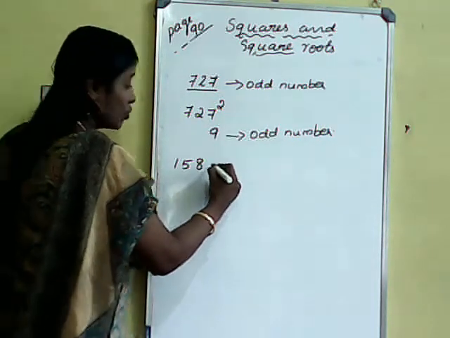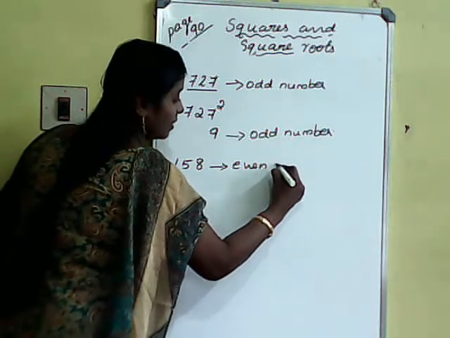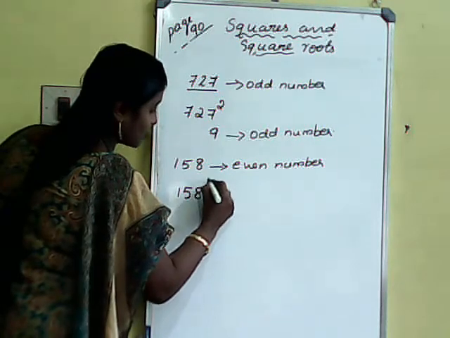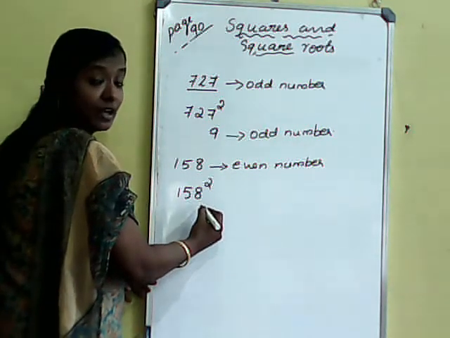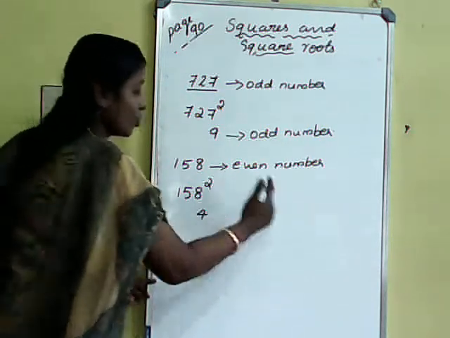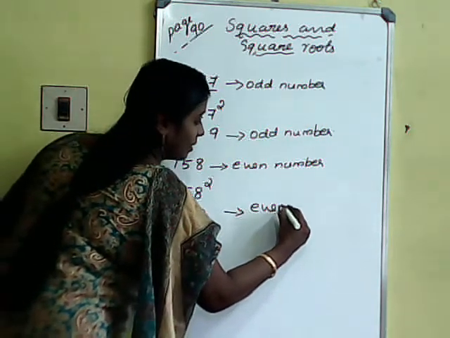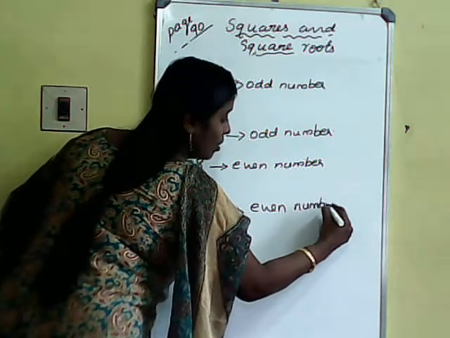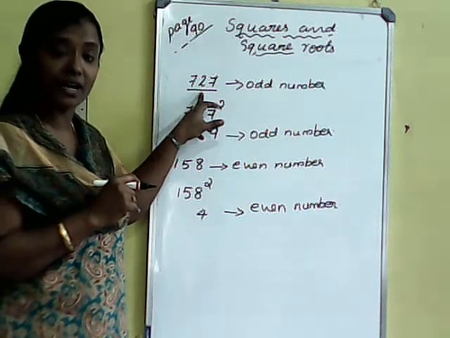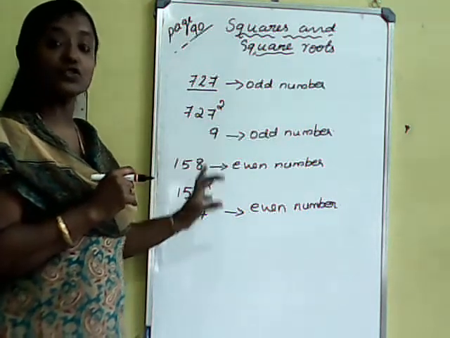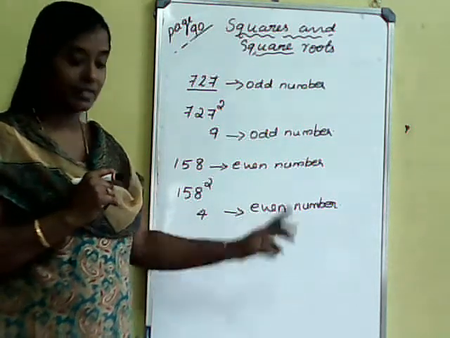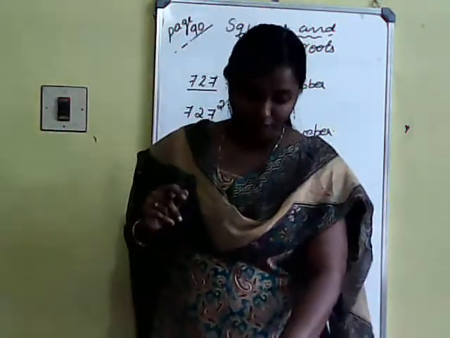158. 158, 8, so it is an even number. What about its square? 158 square ends in which number? 8 eights are 64, so the units place is 4. So again an even number. Okay. So what is the conclusion? The square of an even number is always an even number. Square of an odd number is always an odd number. Clear? That is the concept of this type of question.